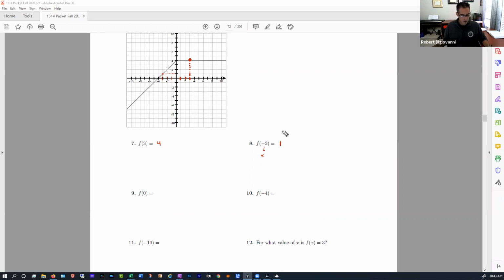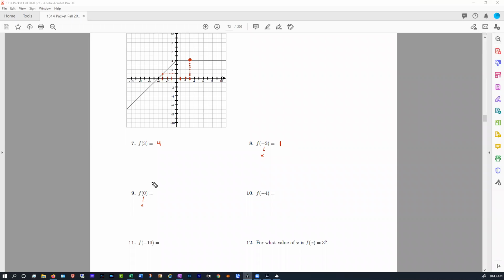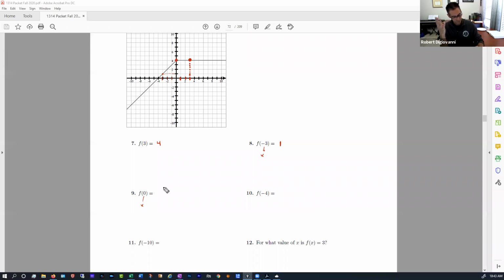All right, the next one is f of 0. So I'm going to go to 0 on the x, which means just stay right where you are and look for the graph. And the graph is straight up, and it's that dot right there. And that again is 4.